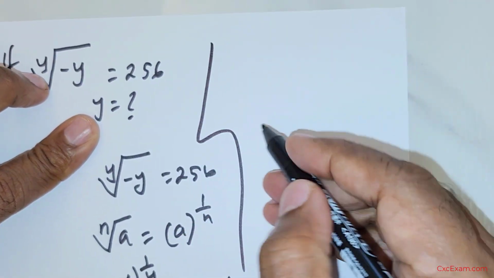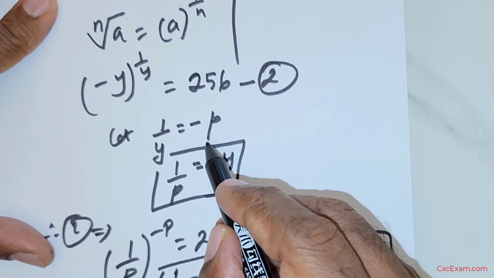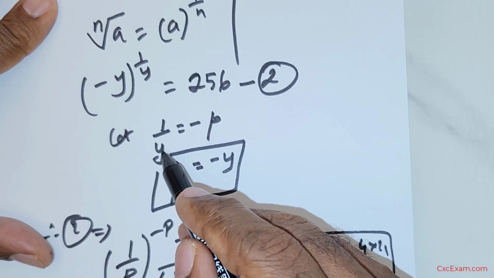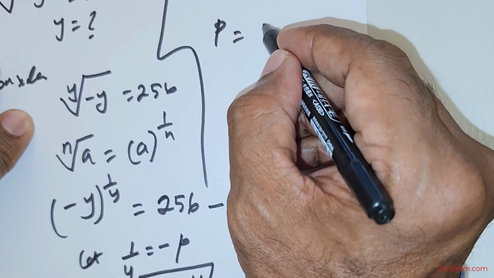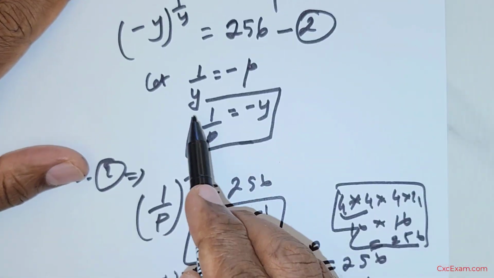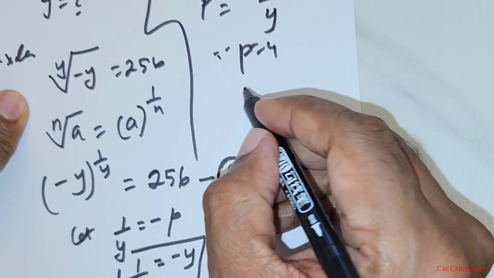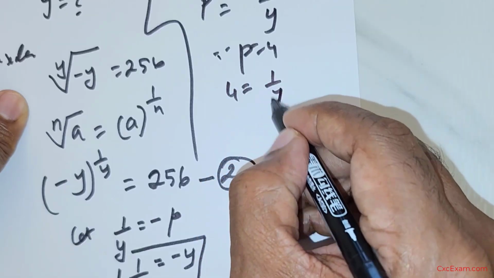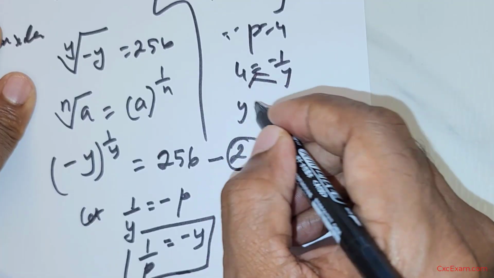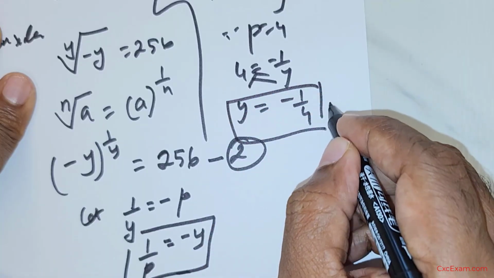But coming back, what is my p? My negative p is 1 over y. So therefore p is nothing but negative 1 over y, from this. But what is p? p is equal to 4. So substitute that. So 4 is equal to 1 over y with a negative sign. So you interchange the position, move this y to the left hand side. So this means y is equal to negative 1 over 4. So this is the answer for the question.